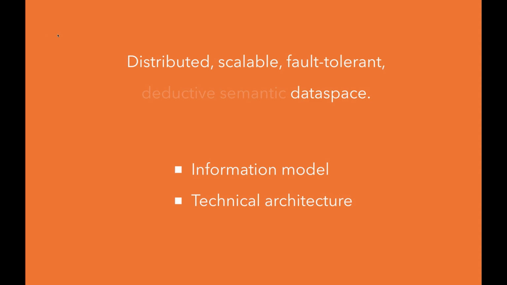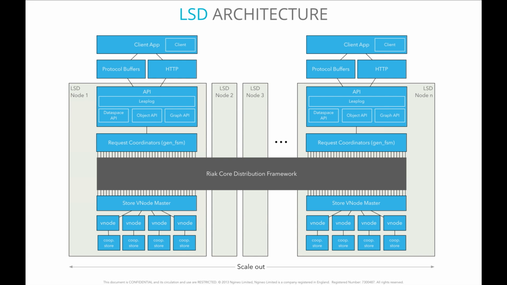So going back to the presentation, we're going to go a little bit into the technical architecture of this system. Basically, this is the way it is implemented. We're using Riak Core as the distribution framework, and we're using the Riak Core patterns, which means that, if you look at the boxes below, we have a vnode master that is orchestrating the work with different vnodes.